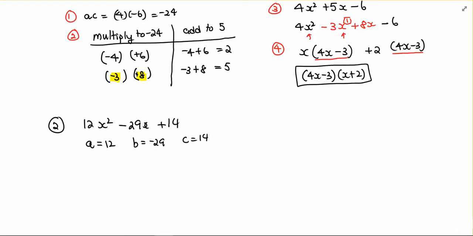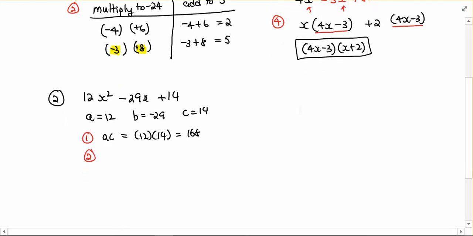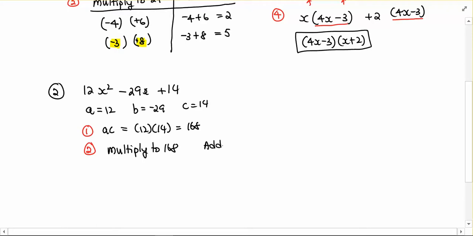And step 1 is to find AC. So AC is equal to 12 times 14, which is 168. And step 2 is to find numbers that multiply to 168 and add to negative 29.